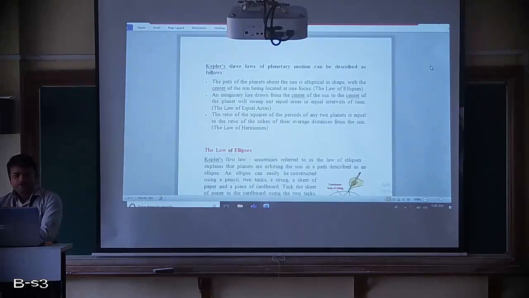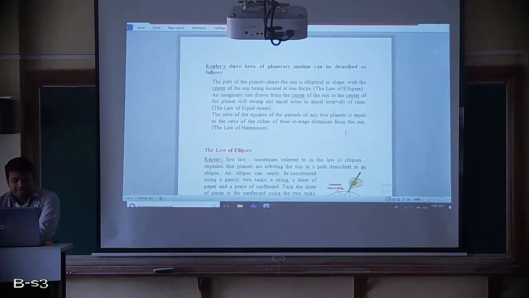This Kepler's law is about planetary motion. We can say that these are the laws of planetary motion. So the first law is: the path of the planets about the sun is elliptical in shape, with the center of the sun being located at one focus. Or else we can call this the law of ellipses. This is the first law.